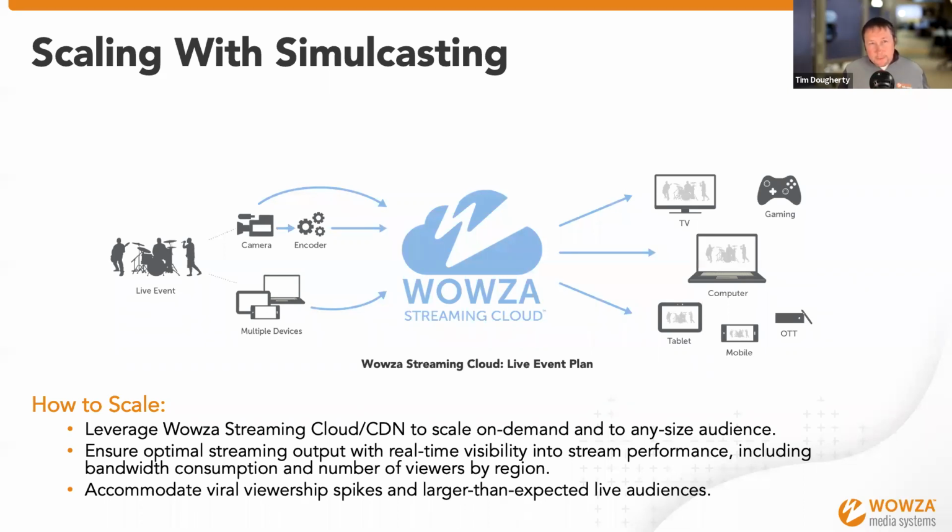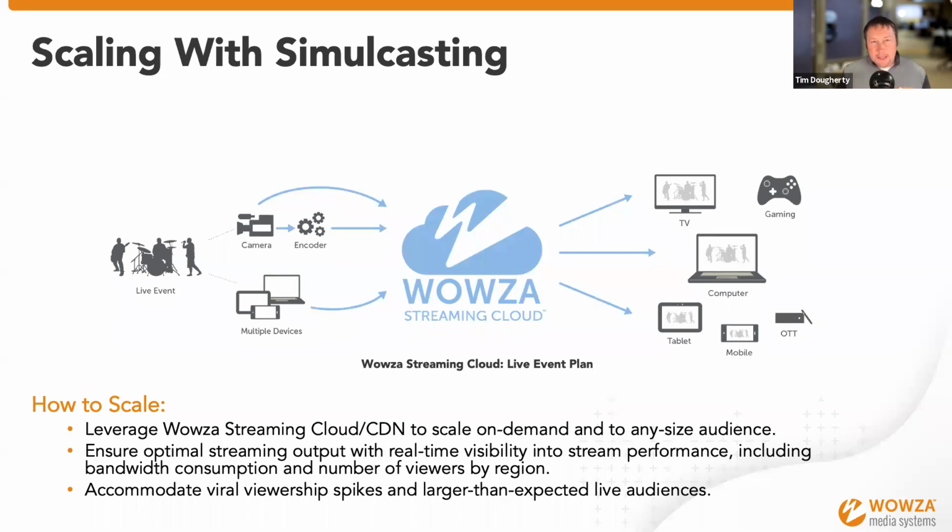So for example, what you see on the screen here is how to scale with simulcasting. You've got your live event over on the left side. And it was interesting, Charlie said earlier, sometimes you don't get a second chance at a lot of these. So you have something that you really want to get out there to everybody. It's going into a camera, it's going into an encoder, and getting into our Wowza Streaming Cloud environment.